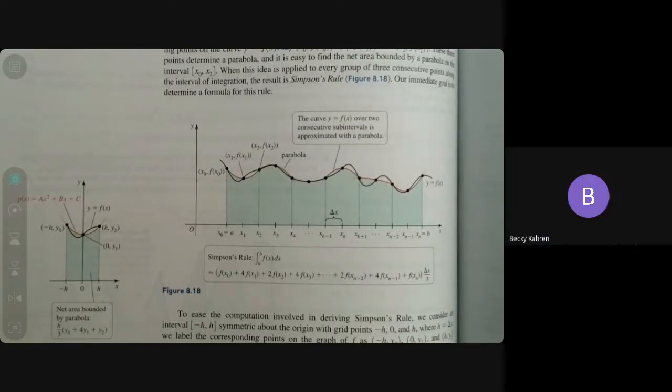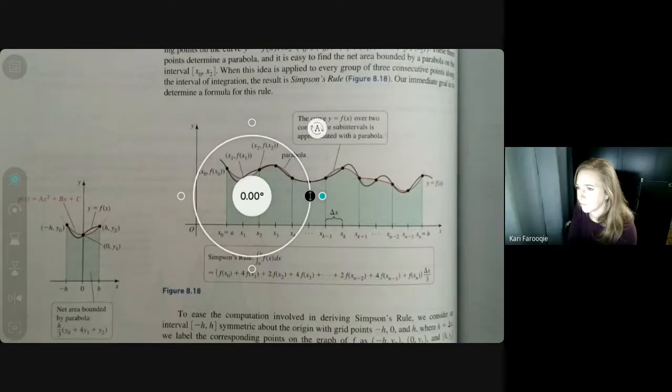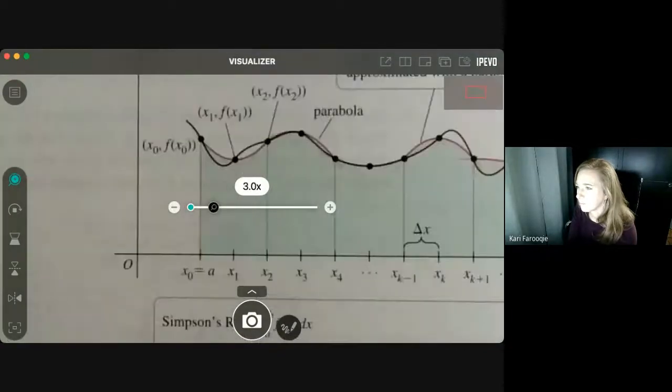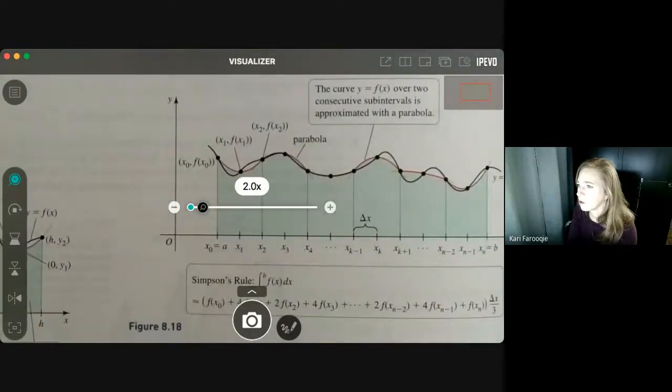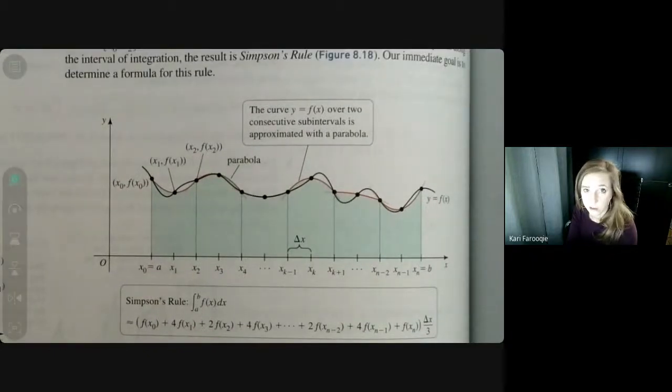All right, this is the picture for Simpson's rule. It's presented slightly differently in your book, so I'm not going to give you that particular definition, but I thought this picture was pretty good. It basically uses parabolas instead of rectangles and trapezoids to approximate pieces of the curve.